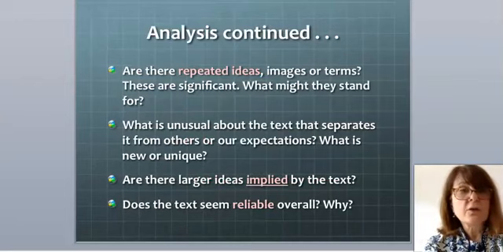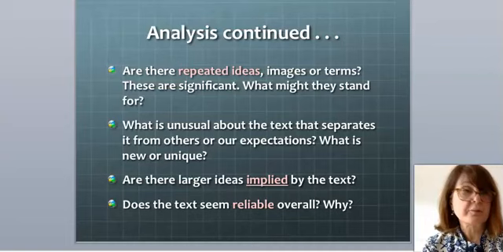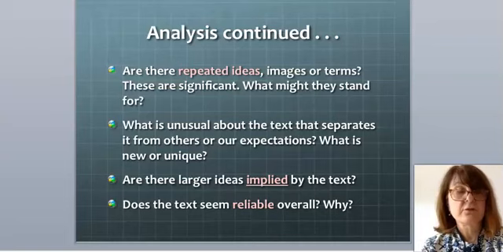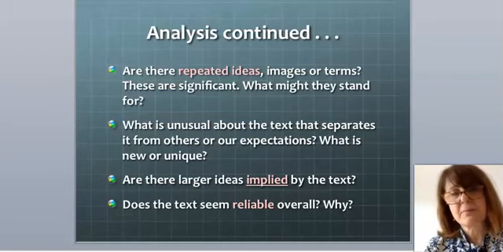Another thing you want to look for are repeated ideas, images or terms that you see over and over. An author, especially in poetry, but not only in poetry, these are significant. What might they stand for? That's one way to find a symbol, is to look for something that keeps getting repeated in a strange way. What's unusual about the text that separates it from other texts or what we expected to read? What's new or unique? Are there any larger ideas that the text implies?